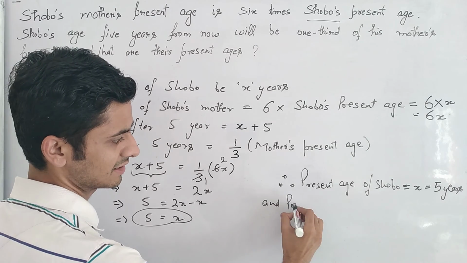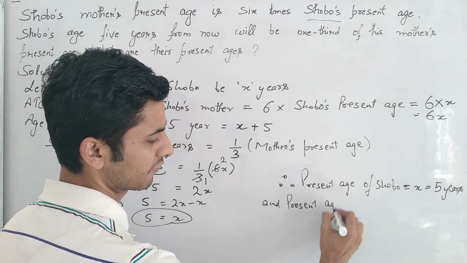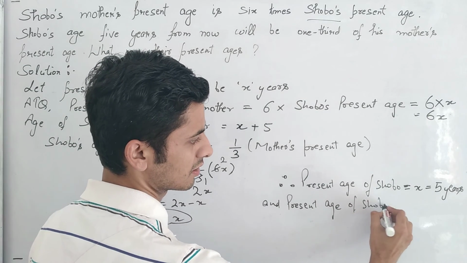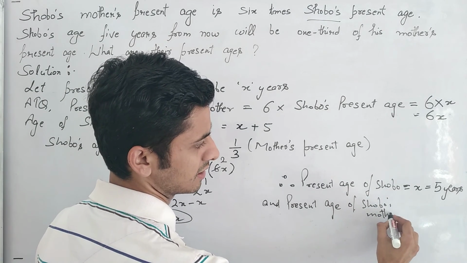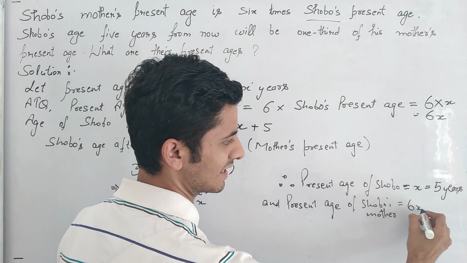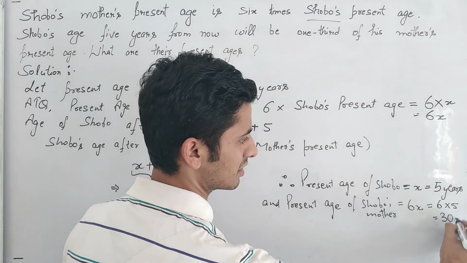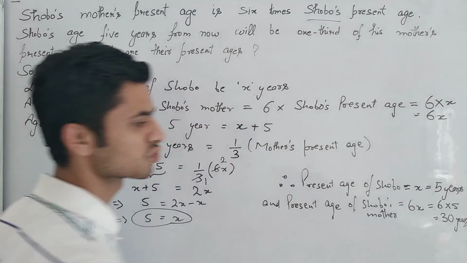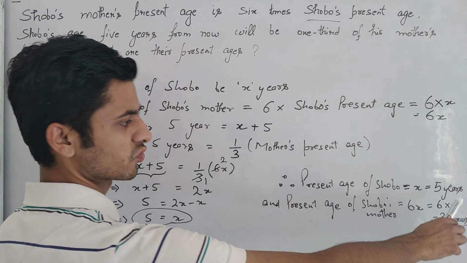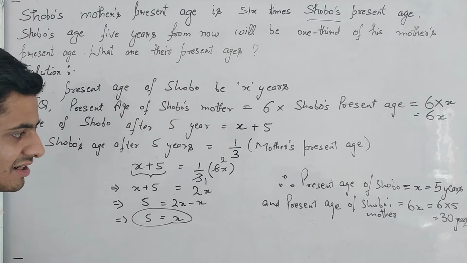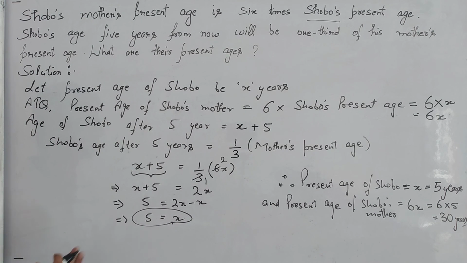And the present age of Shogo's mother, it is given to be 6x, that is 6 into 5 is equal to 30 years. So this is what we have got. Shogo's age is 5 years and mother's age is 30 years. So in this way we can solve this question. This question most of you have already done. So this was an explanation so that it is easy for you to do such questions. Let us see one more question before moving further.